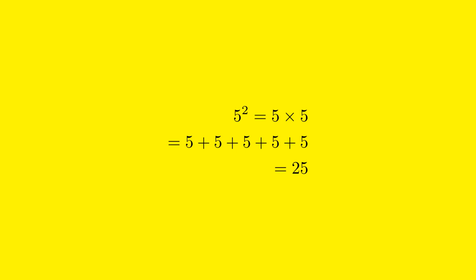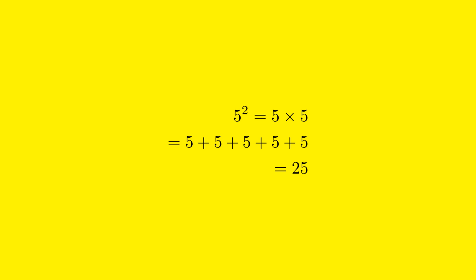The next step in solving the problem is to actually perform the multiplication that we set up in the first step. Remember, we transformed 5 to the power of 2 into the multiplication problem of 5 multiplied by 5. Now we need to carry out that multiplication. When you multiply 5 by 5, you simply add the number 5 to itself 5 times. Let me break this down for you.